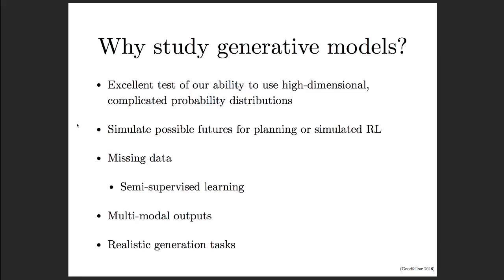So the first section of this presentation is about why we should study generative models at all. Most of the time in machine learning, we use models that take an input and map that input to a single output. That's really great for things like looking at an image and saying what kind of object is in that image, or looking at a sentence and saying whether that sentence is positive or negative.